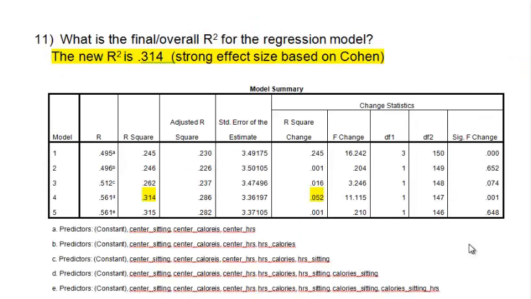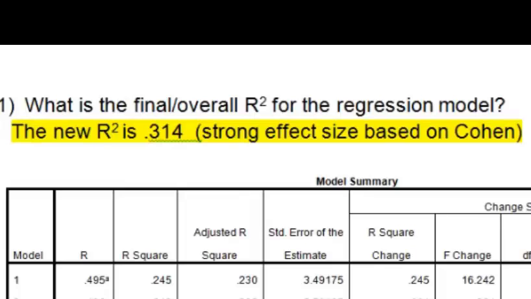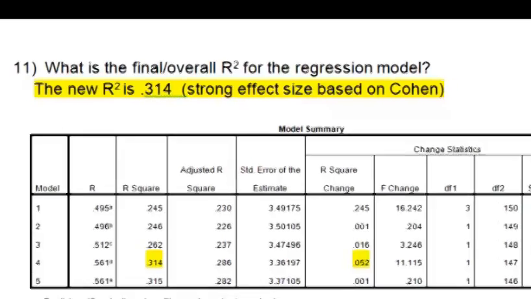But we answered this question already as well, okay? So what this means is that the new R squared with the interaction term between calories and sitting, there's your new R squared, 0.314. And that is considered a strong effect size based on Cohen's table.